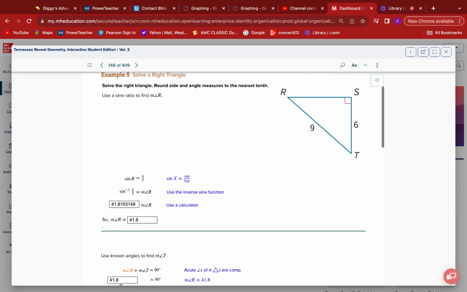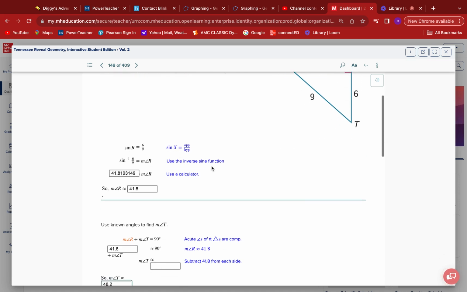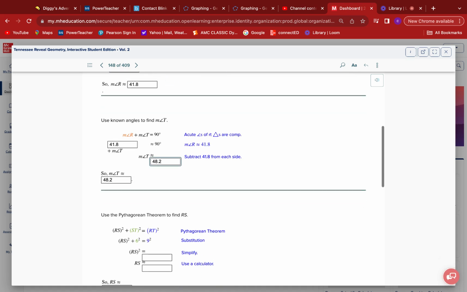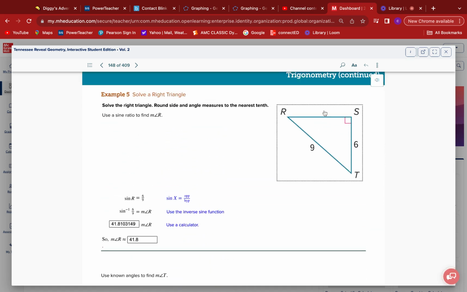And now listen, if you want to check your answer, 41.8 plus 48.2 plus 90 should add up to be 180. All right, so we got the measure, 48.2.